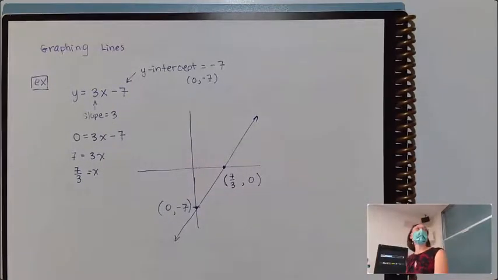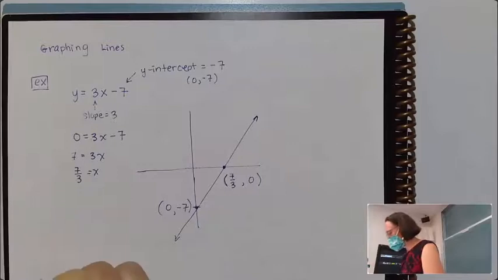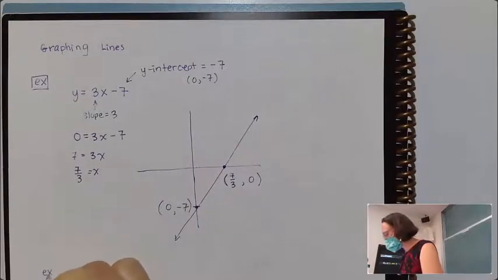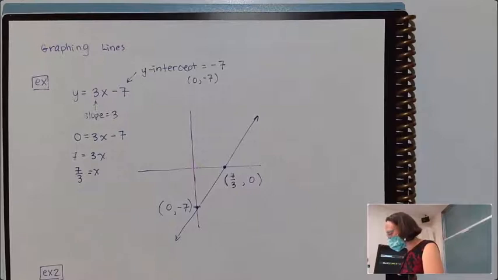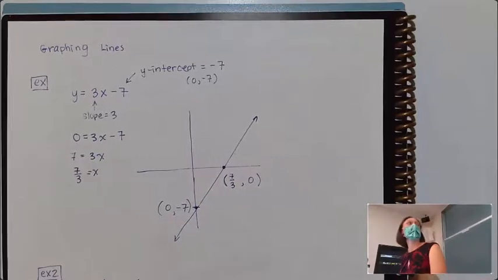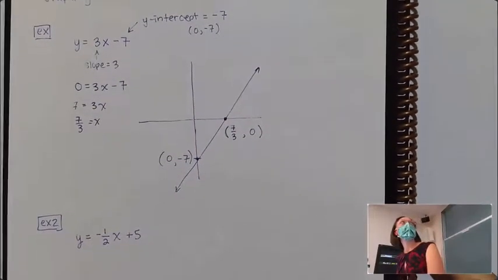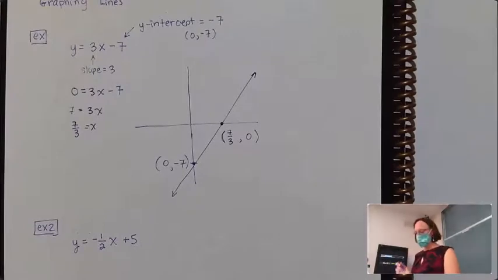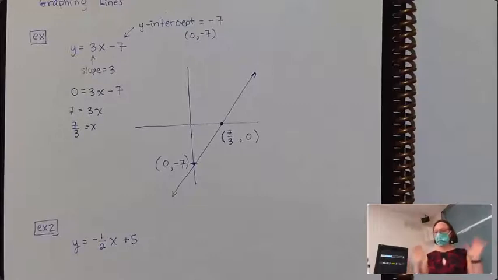Now, I happen to think that lines that are given to us in the y equals mx plus b form tend to be the easiest for us to graph. But let me give you one to quickly do on your papers. Let's go -1/2 x plus 5. So go ahead and get a quick sketch of that on your paper.